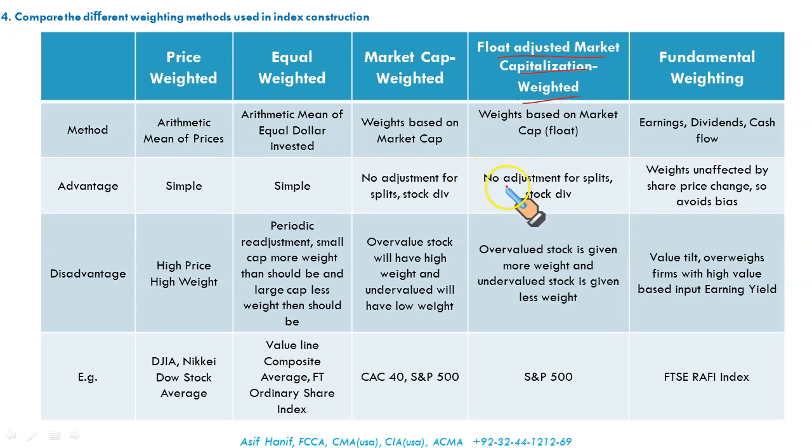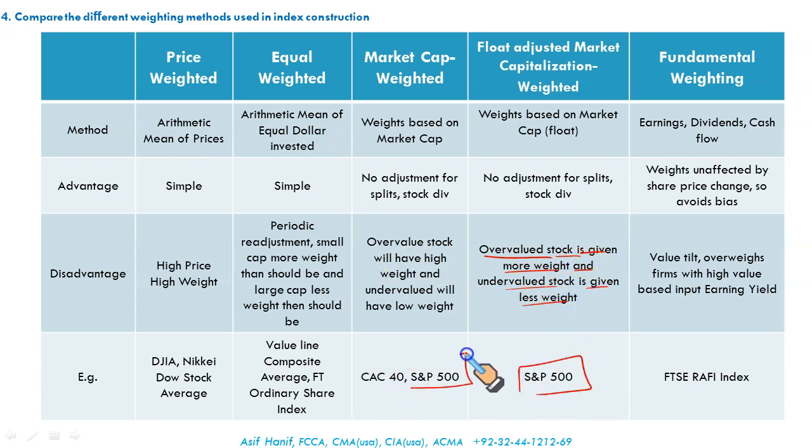Again, the benefit is the same: no adjustment for stock split or stock dividend because the price will automatically adjust. Free float or market cap weighted indexes require no adjustment for a stock split, because the price will automatically change. Number of shares will go up, the price will fall, but the capitalization stays the same. That's the advantage. What's the drawback? Overvalued stock, again, is given more weight than it should, and the undervalued stock is given less weight.